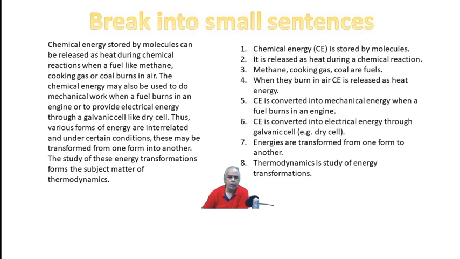Then the chemical energy may be used for mechanical work when fuel burns in an engine, or to provide electrical energy through galvanic dry cells. So this is a complex sentence. Now we will try to break it into pieces once again. The chemical energy is converted into mechanical energy when a fuel burns in an engine. And the next one, the chemical energy is also converted into electrical energy through a galvanic cell or dry cell.